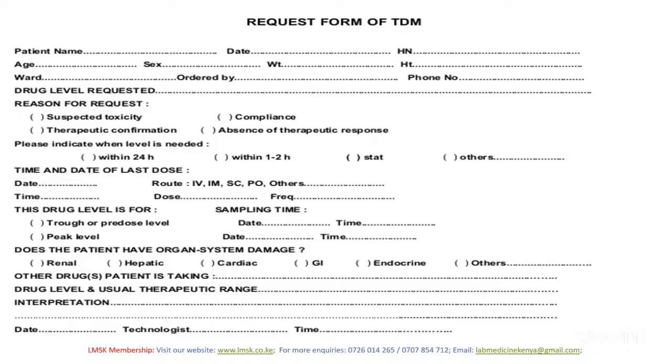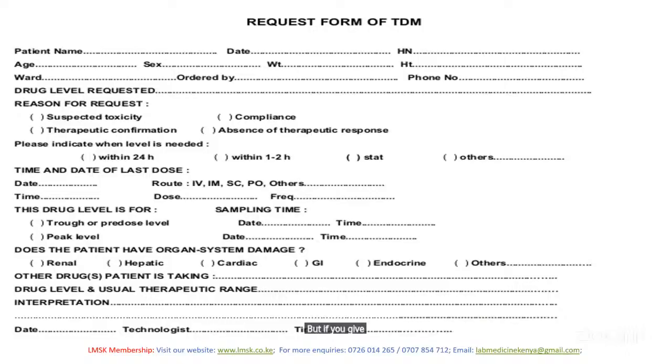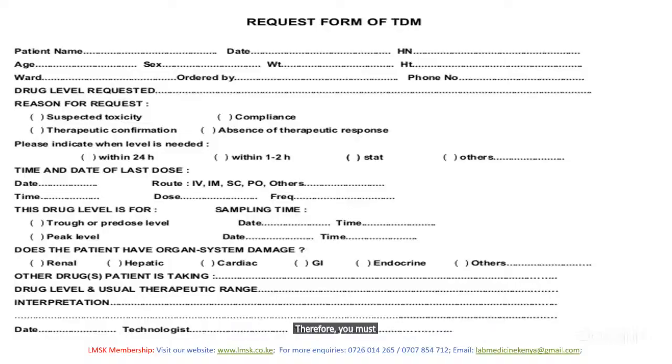Then you need to tell the time and date of the last dose to the person who is monitoring, so that he knows when the last dose was taken. You also need to tell the person the route of administration. We know different routes will have different bioavailability. If you give it IV, it will have 100% bioavailability, the same as IM. But if you give it orally, remember, there are issues during digestion where some of the drug will be destroyed. Therefore, you must mention some of those things.